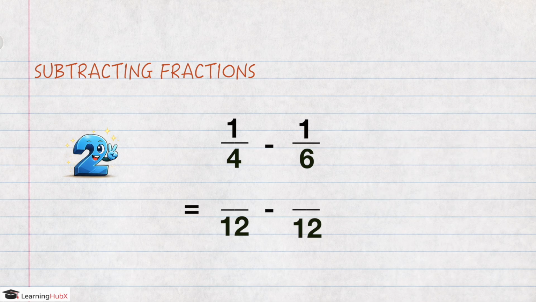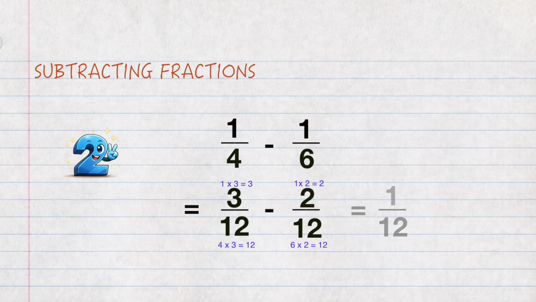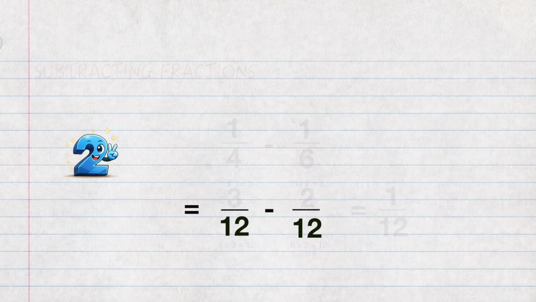The next step is to find the new numerators. First, look at 1 over 4. 4 times 3 equals 12. So we multiply both the numerator and the denominator by 3. 1 times 3 equals 3. So 1 over 4 becomes 3 over 12. Next, look at 1 over 6. 6 times 2 equals 12. So we multiply both the numerator and the denominator by 2. 1 times 2 equals 2. So 1 over 6 becomes 2 over 12. Therefore, 1 over 4 minus 1 over 6 equals 1 over 12.